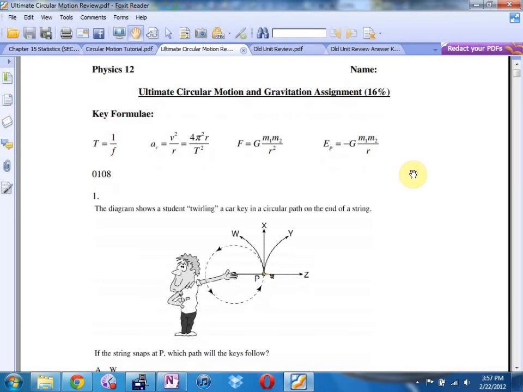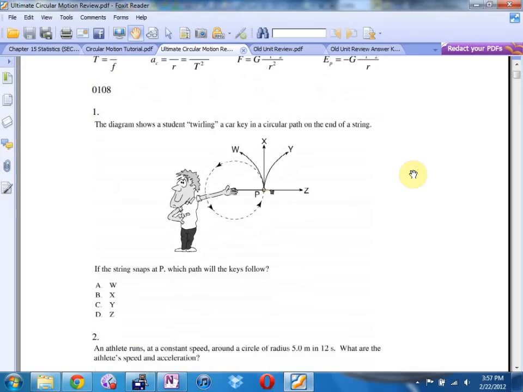So on the first review, a lot of the conceptual stuff like number 1. In other words, please make sure you know which direction is acceleration. Which direction is acceleration when you're moving in a circle? Toward the center. Which direction is the force when you're moving in a circle then? Towards the center, since force is mass times acceleration. Which direction is the velocity, though?